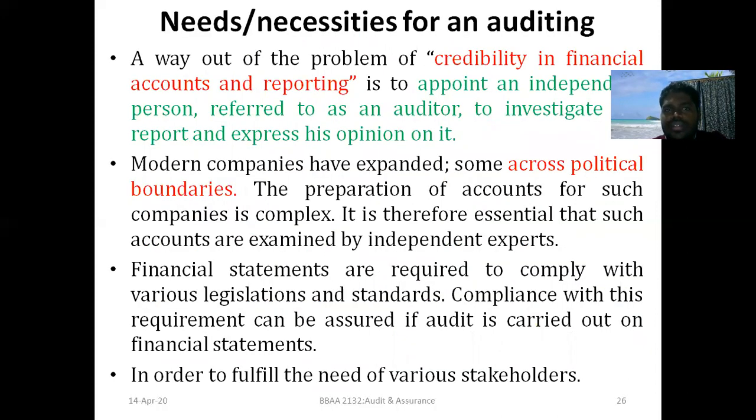Then we discussed the needs or necessities for auditing. A number of needs or necessities are there. I hope you have been able to explain that one.